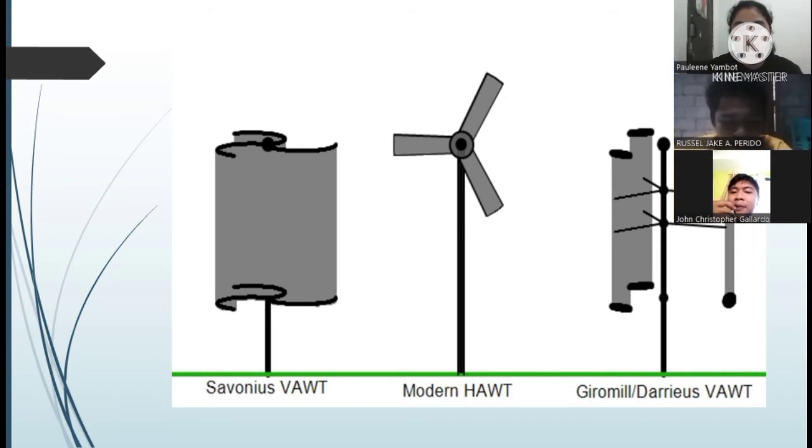Tidal stream generator. Types of turbines used in tidal stream generators. HAWT or horizontal axis wind turbine, then VAWT or vertical axis wind turbine.